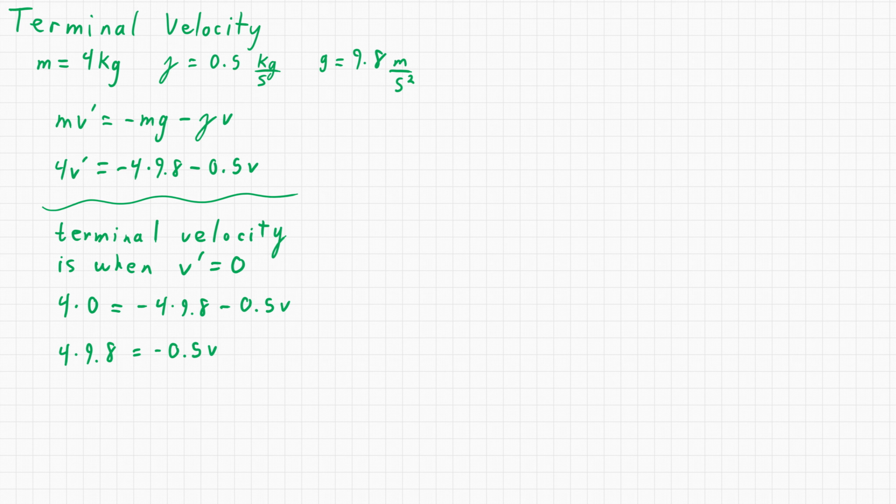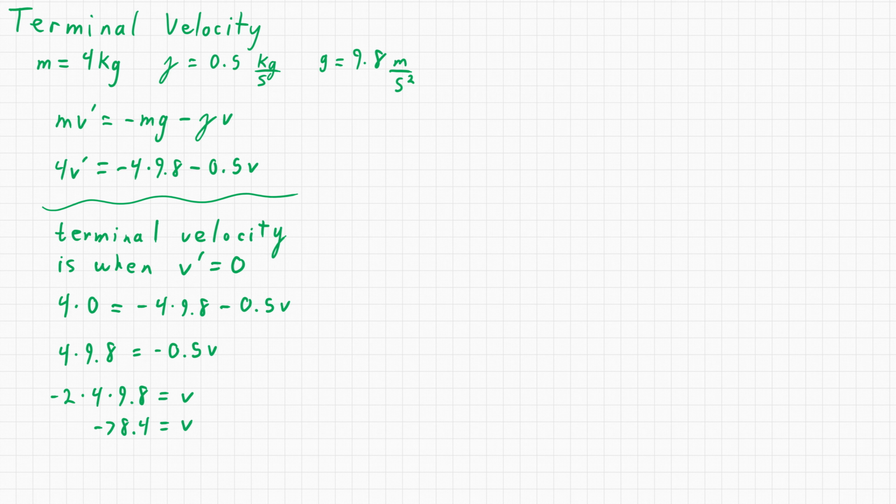Then if I want to solve for v, I can multiply both sides by negative 2. That's negative 1/2. Multiply both sides by negative 2, we get negative 2 times 4 times 9.8 equals v. And if you actually compute that out, it's negative 78.4 equals v. And this does make sense. The terminal velocity is negative because we have positive velocity going upward. So it's going to reach terminal velocity when the object is falling. So terminal velocity does make sense to be negative here.